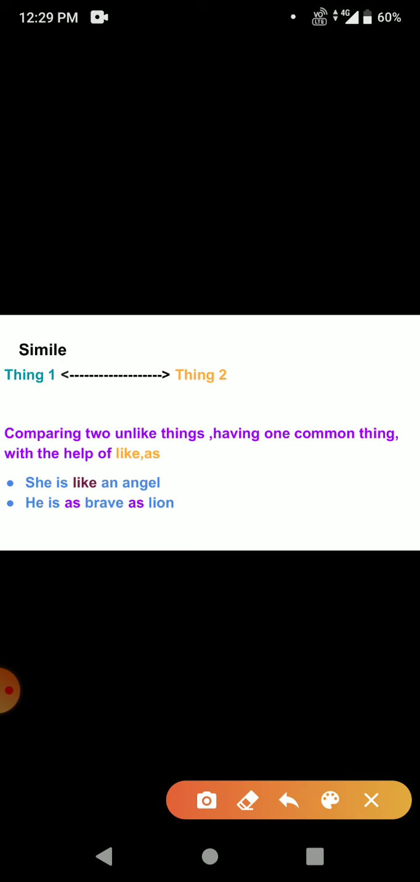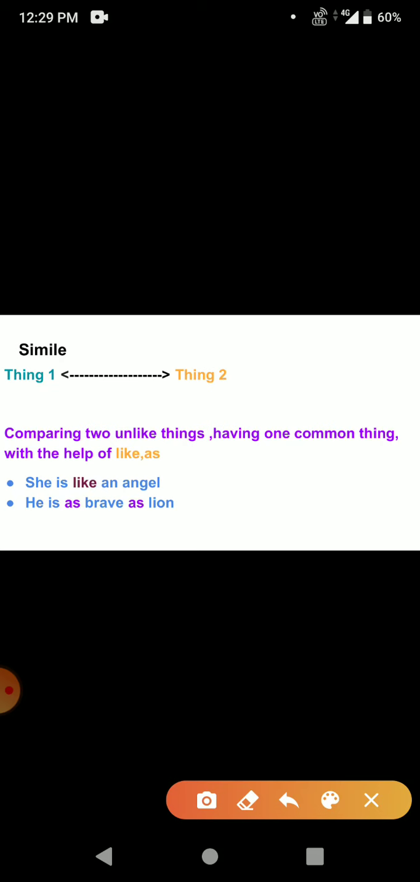So these are two unlike things. We are talking about an animal and a person. They are two unlike things, and they have one thing in common, that they are brave. He is also brave, the lion is also brave. So we are making a comparison between him and the lion by making use of "as". He is as brave as a lion.